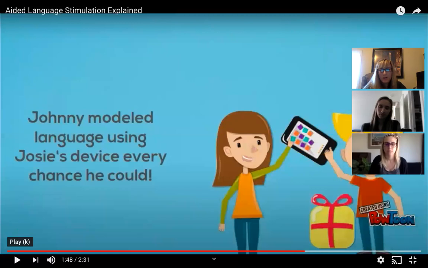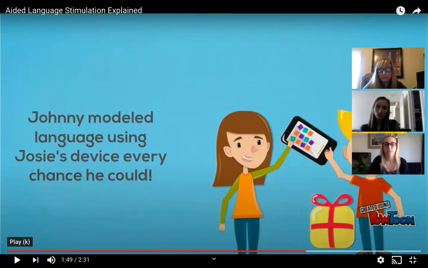And also I want parents and anyone who's watching to notice that in this example, parents are modeling and not demanding the child to use their device to communicate. They're just modeling, and then the child is naturally going to the device to use those words that they're seeing. That's a really, really important component of AAC. We want their language to come naturally and in a positive way.